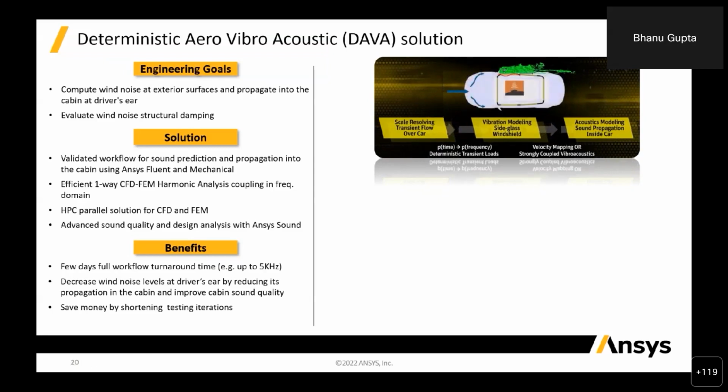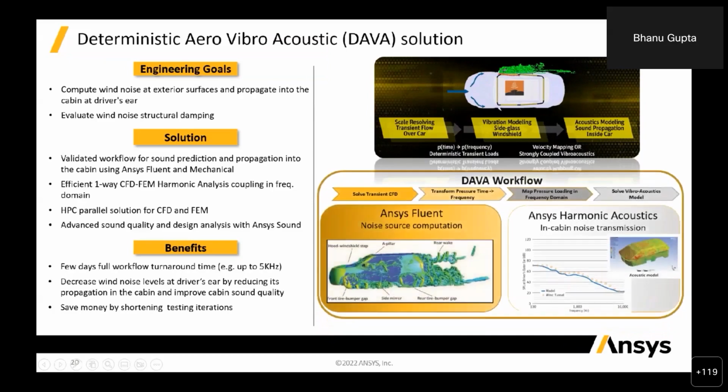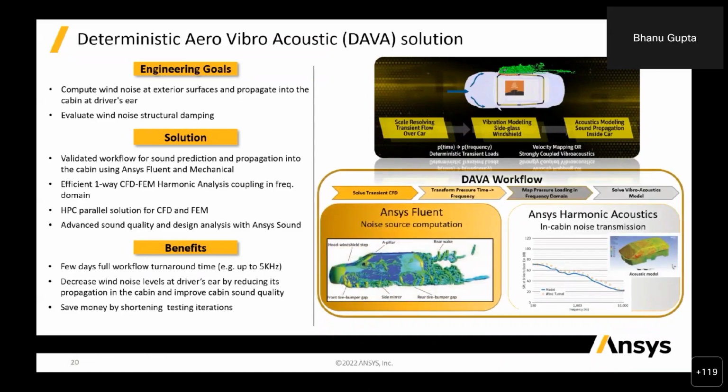And we have a robust coupling mechanism in place where the spectral data is mapped onto the outside of the mirror, which propagates across the side mirror and goes to the in-cabin. So this DAWA approach, which is deterministic aero-vibroacoustics, is quite an accurate solution from that perspective. And if you see, this is a validation study which has been done, and up to 5 kilohertz, we get a very reasonable accuracy from test versus the experimental data.